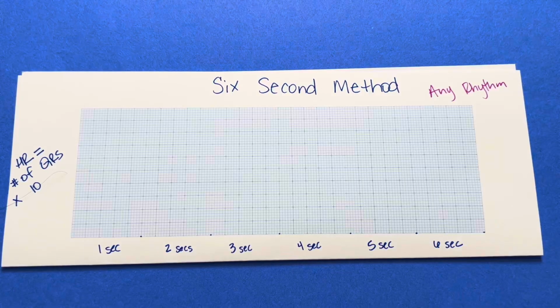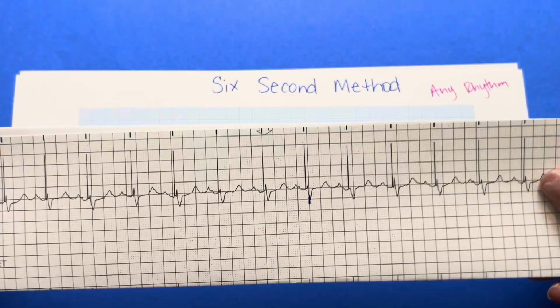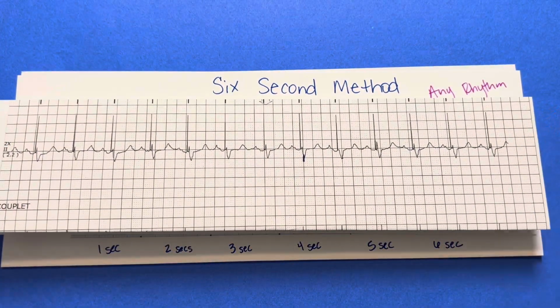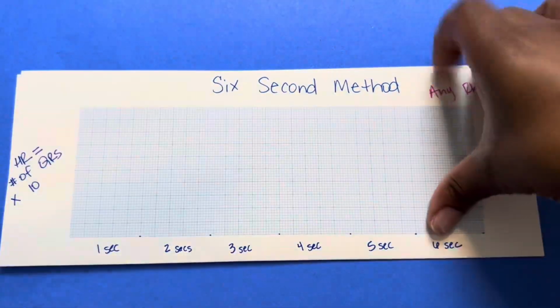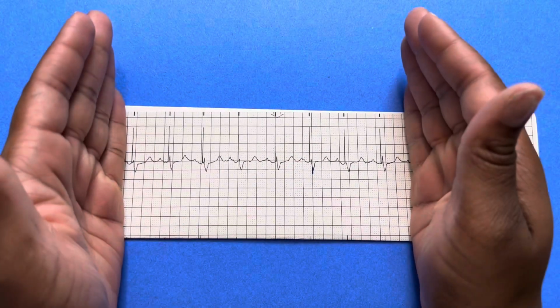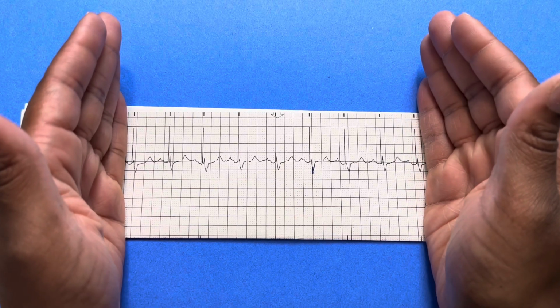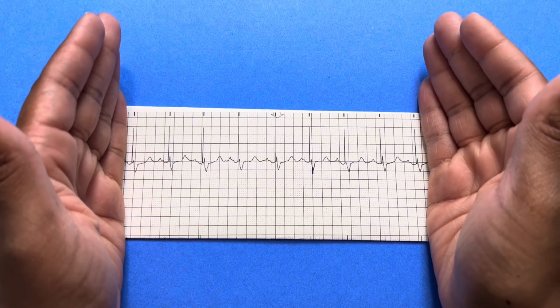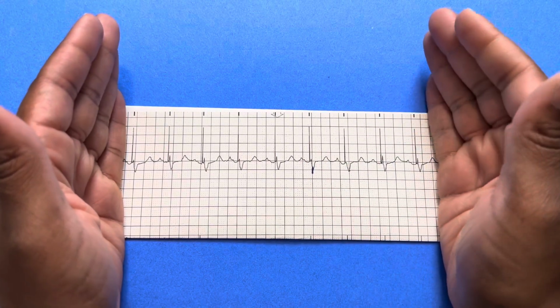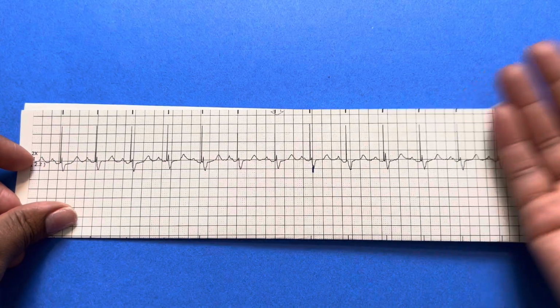Okay, just remember, you cannot use the 6-second method on a strip that is longer than 6 seconds, unless you take that longer strip, so let's say I took this 10-second strip and I figured out how much 6 seconds is. So let's just pretend, and I calculated based on that. You can do that as well. But then that takes a lot longer. So you might as well just go ahead and count the boxes in between the QRS complexes instead of trying to figure out how much is 6 seconds on this strip.